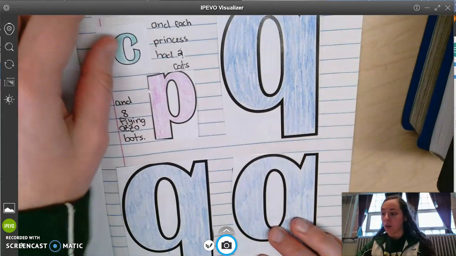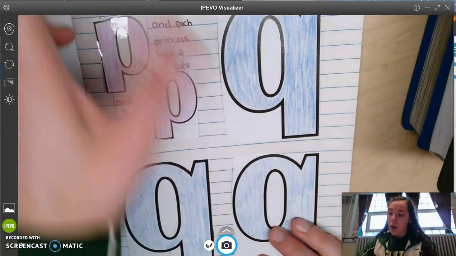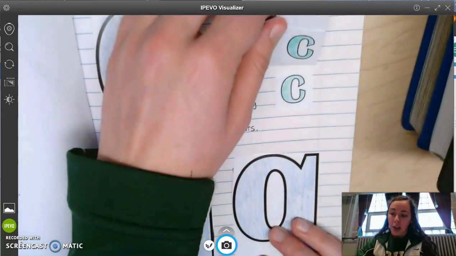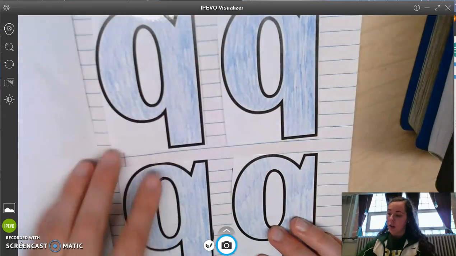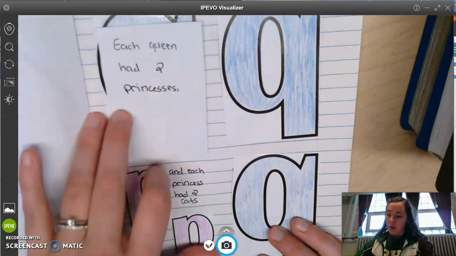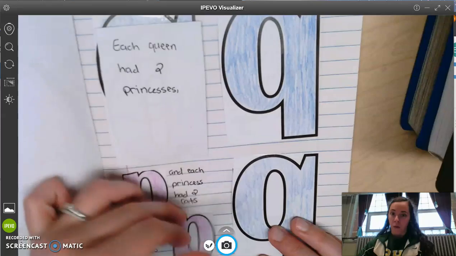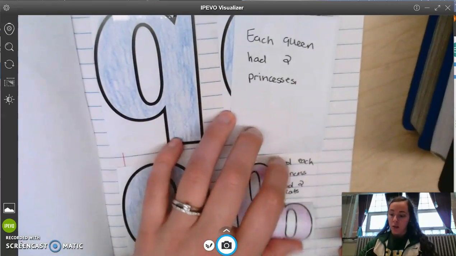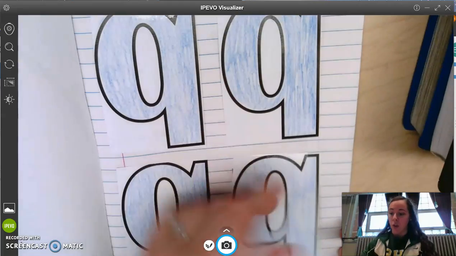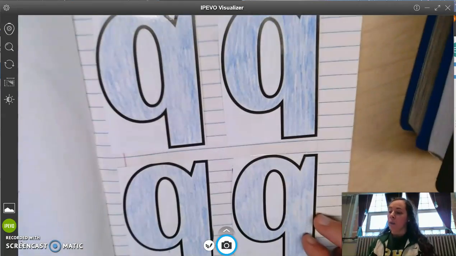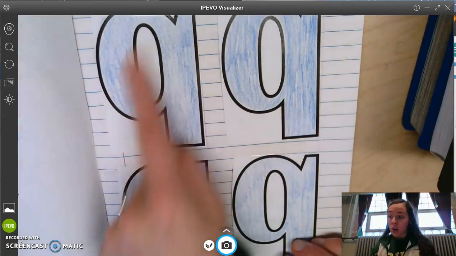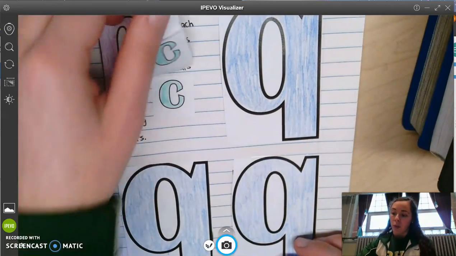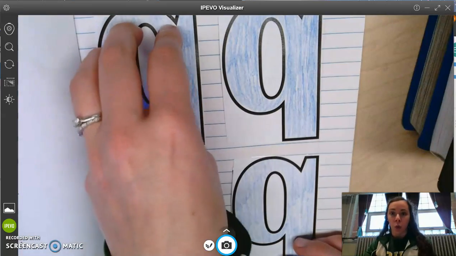There's 2 cups here, so 2, 4, 6, 8, 10, 12, 14, 16 cups in 1 gallon. If you want to know how many cups are in a quart, same thing. 2, 4. 4 cups in 1 quart.